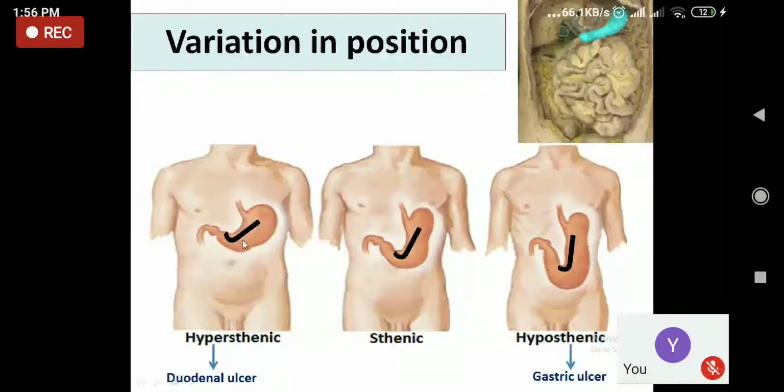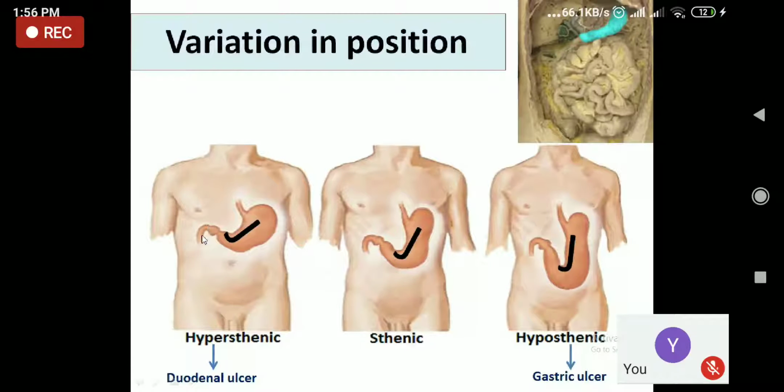Obliquely placed, and the gastric juice can easily flow to the duodenum. That's why this type of individual is more prone to duodenal ulcer, while in the hyposthenic type, because of its more vertical position, the gastric juice for some time will be collected within the stomach, making that individual more prone to gastric ulcer.